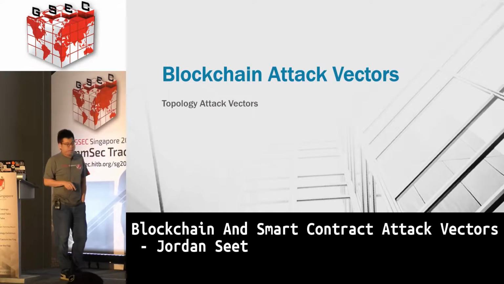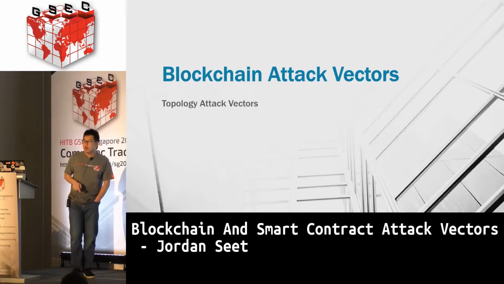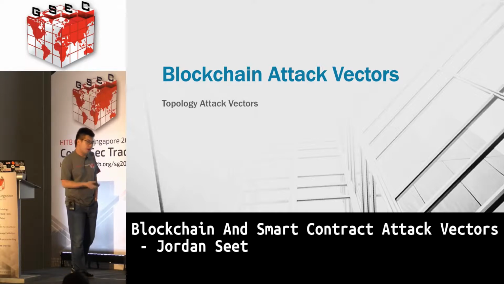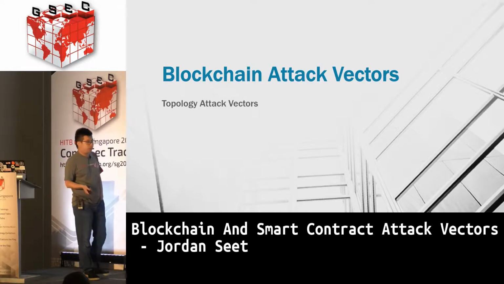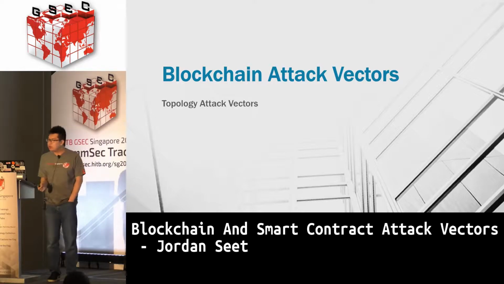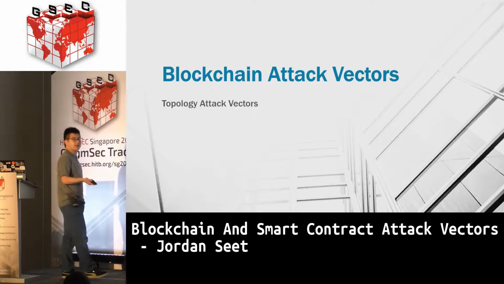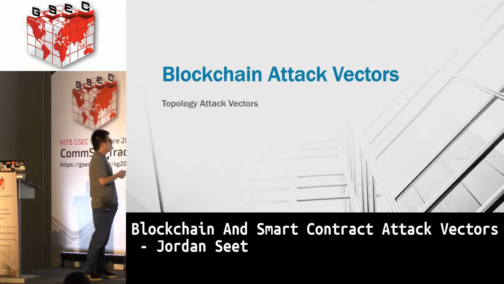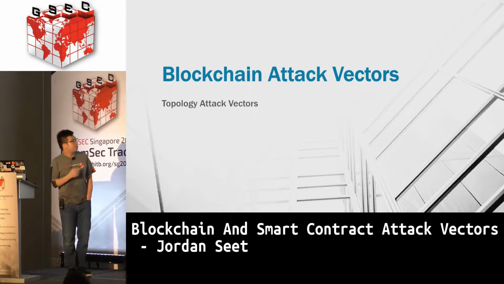My final part of the presentation will be topology attack vectors. Let's say you don't have a computer. You cannot write a smart contract to attack the network. You don't have hashing power, and you don't have an account on Ethereum. How else can I attack blockchain? I can use network topology, telecommunications.